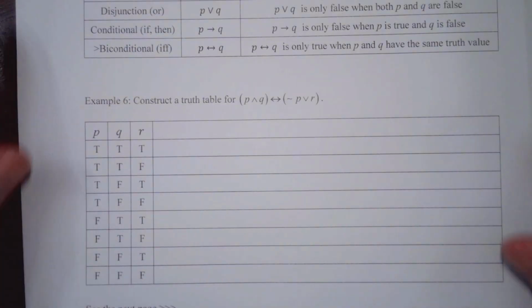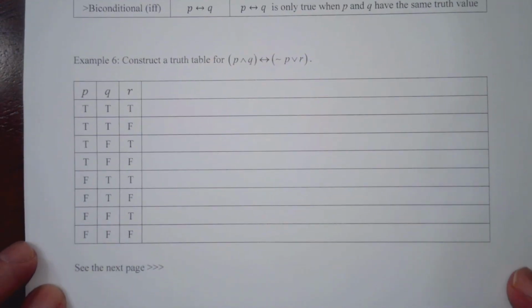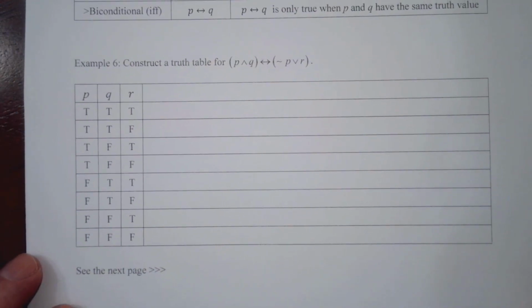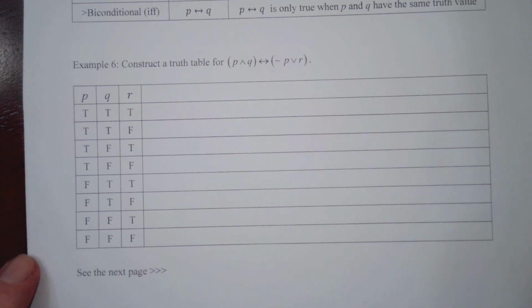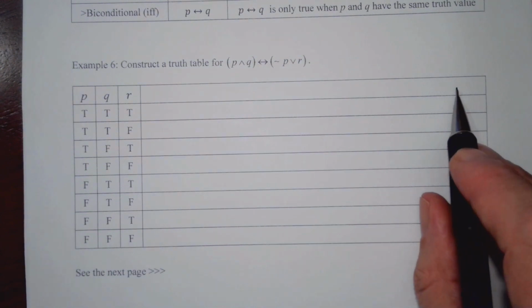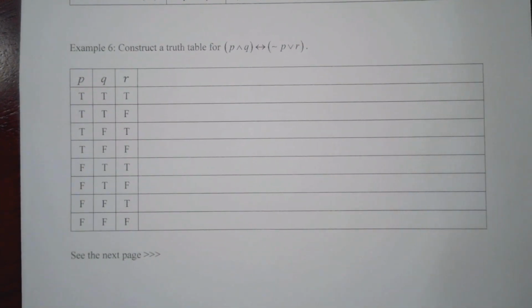So let's go ahead and look at example 6. It says construct a truth table for P and Q if and only if not P or Q. Now you can see that here I didn't put in all the headings for you. You've got to build this statement yourself. And so you may want to try doing that and then watching the video.